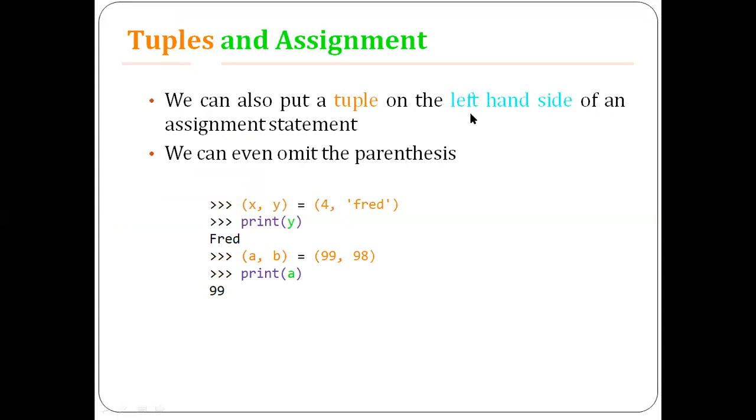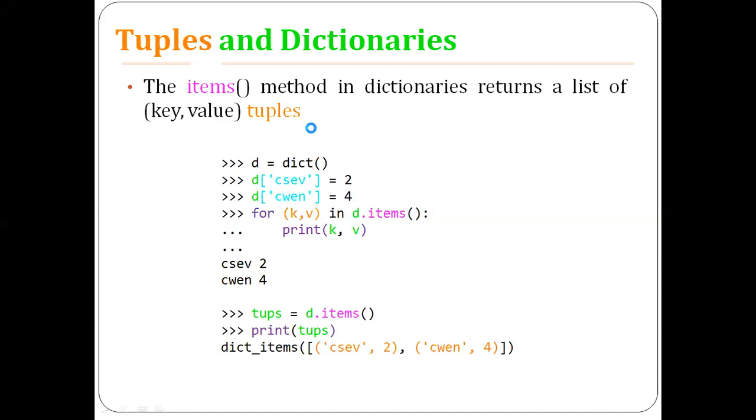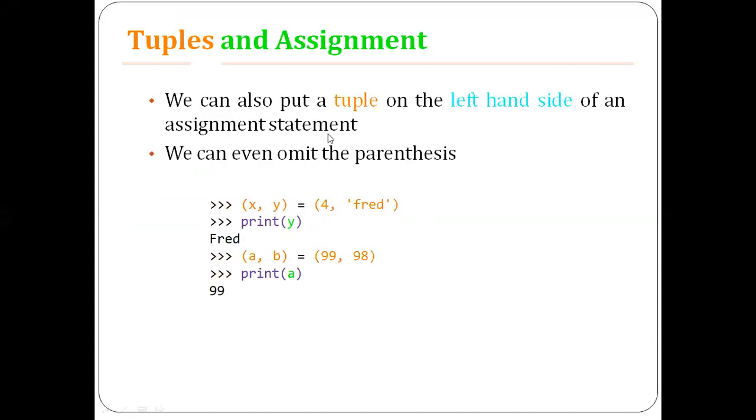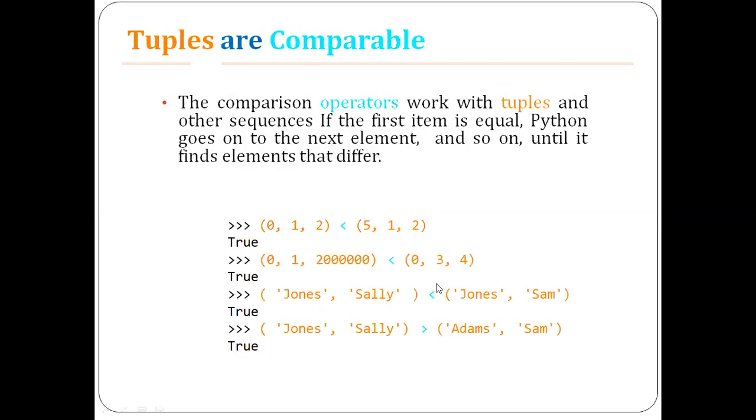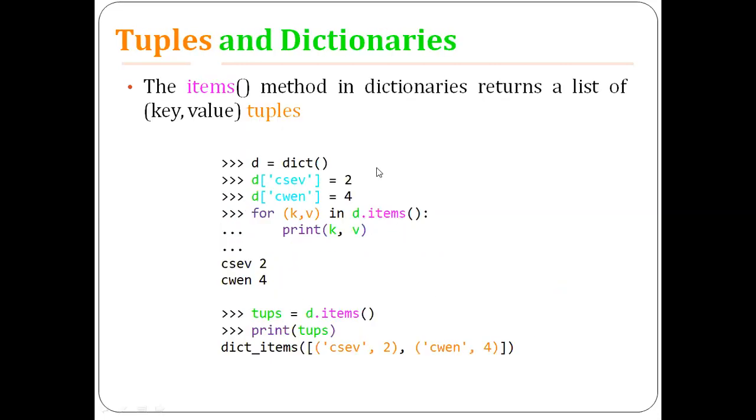We can also put a tuple on the left hand side of an assignment statement, or you can even omit the parentheses, no issues. The items method in the dictionary returns a list of key and value tuples. Whatever values you have in the dictionary, it is going to return key and value pairs, and they are also called tuples, and these tuples can be used as assignments here.